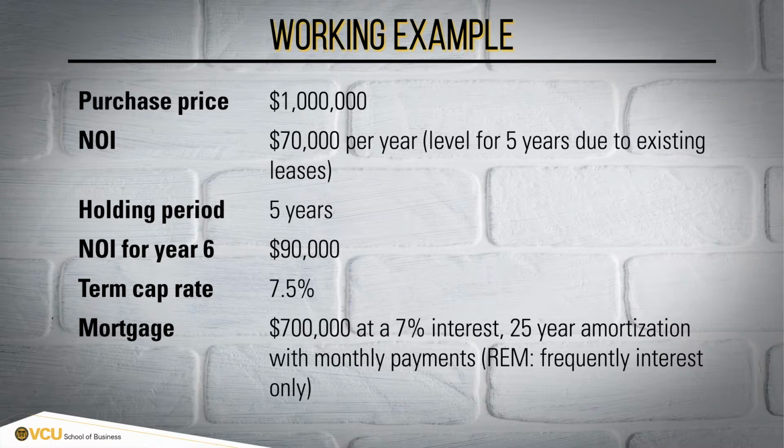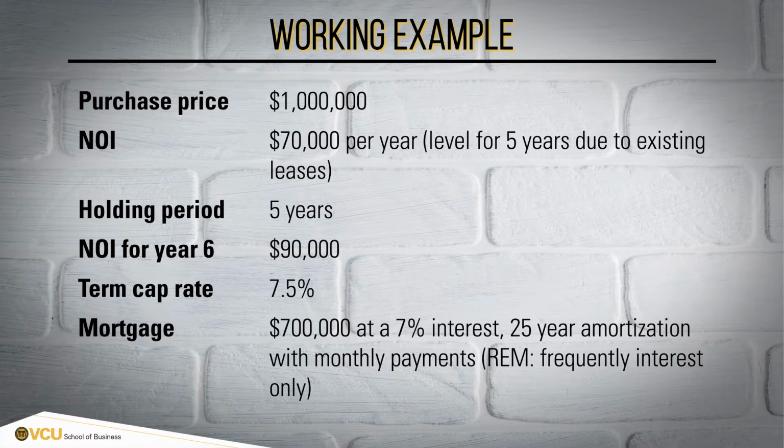We're going to generate $70,000 per year in projected NOI, and we're arguing that it's going to stay flat. I'm asserting that it's because the leases are flat for 5 years. We're going to hold this for 60 months, or 5 years. At the end of that 5 years, those leases come due. We're anticipating that rental rates are going to go up, and that the NOI for year 6, when we renegotiate those leases, is going to go up to $90,000.